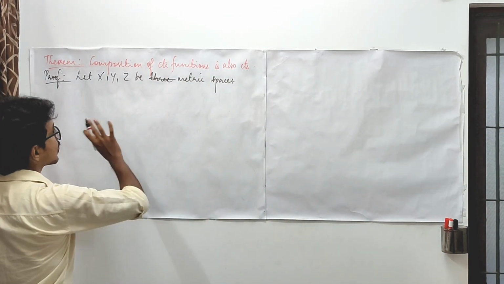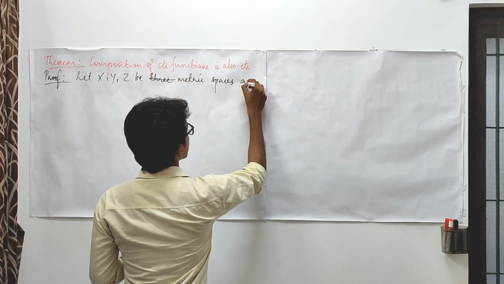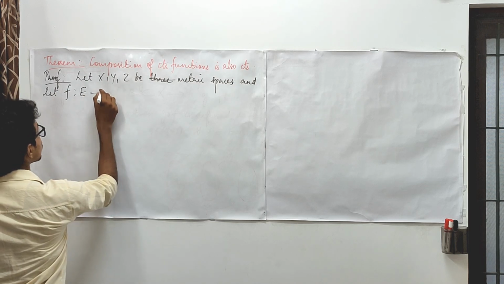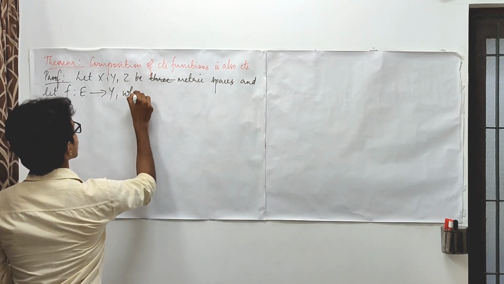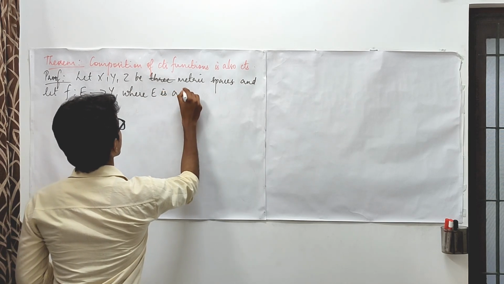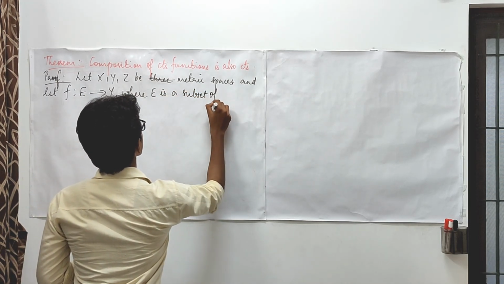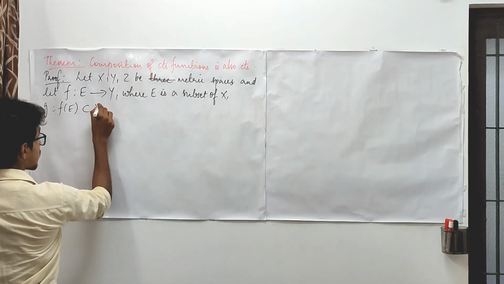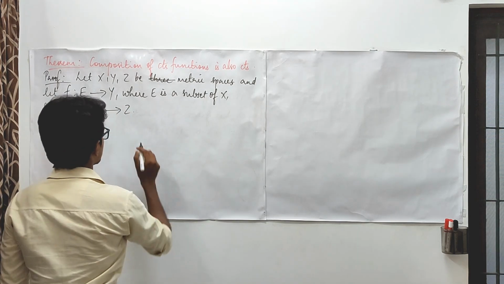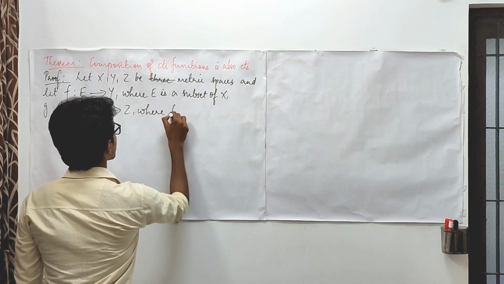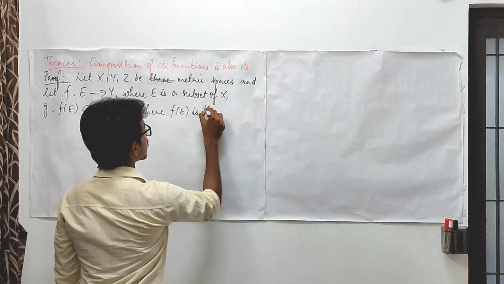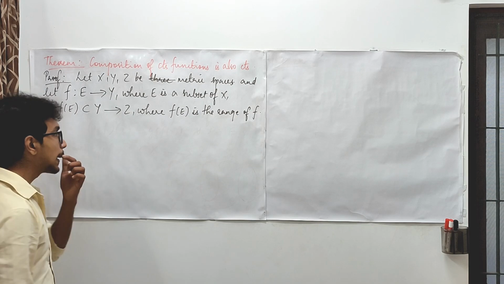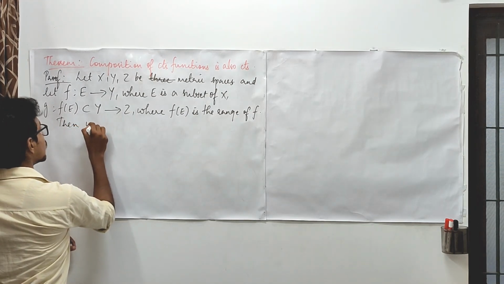So let us consider these 3 are metric spaces, and let f be a function which is defined from E to Y, where E is a subset of X, and g is a function that is defined from f(E), which is a subset of Y, to Z. Here, what is f(E)? f(E) is the range of f.